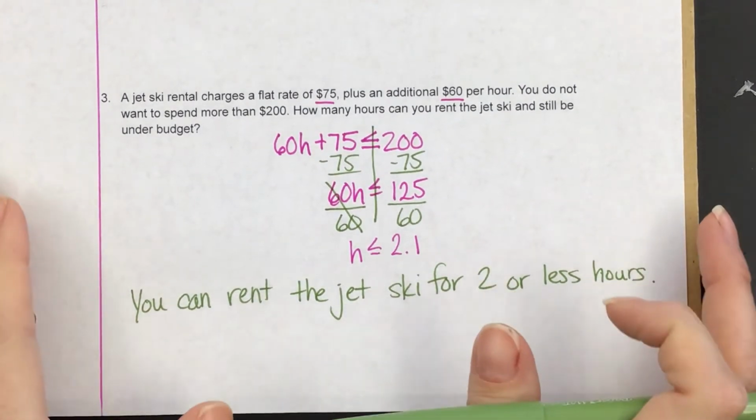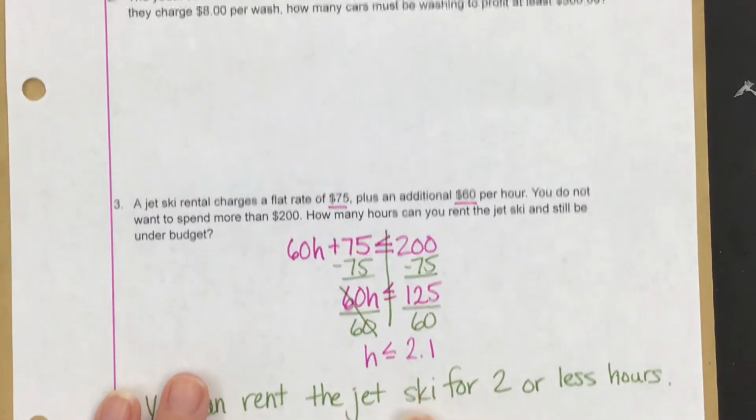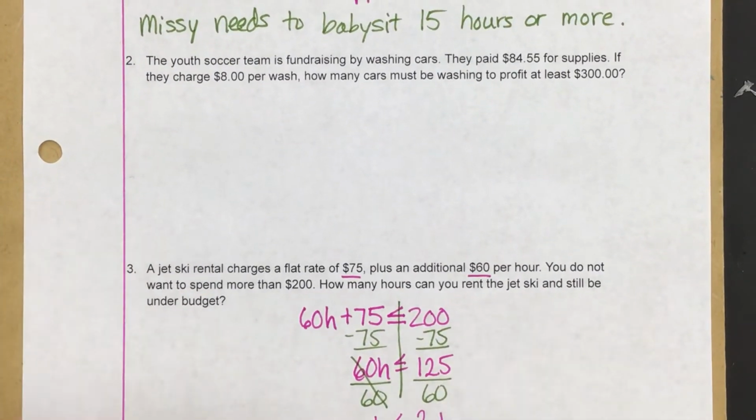Okay, let's take a look at number 2. Because like I said, number 2 drums to its own beat. It's slightly different. And you'll see why in just a second. So let's come down here. Your youth soccer team is fundraising by washing cars. They paid $84.50 for supplies. If they charge $8 per wash, how many cars must be washed to make a profit of at least $300?